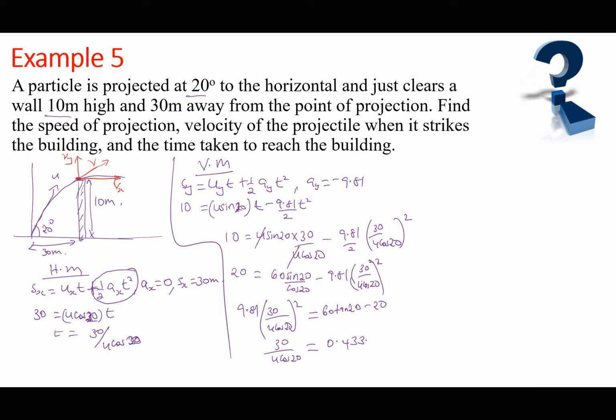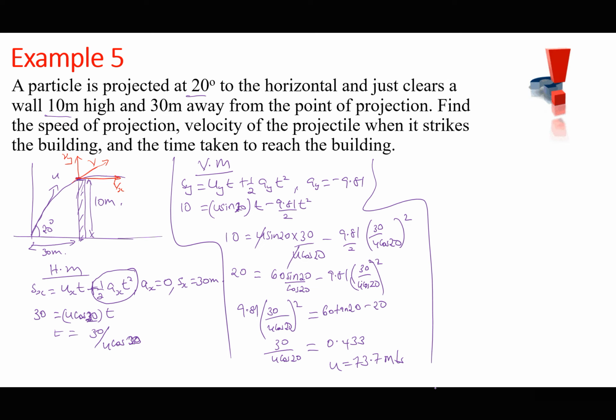So I'm just going to cross multiply and make u the subject. So I have 30 divided by 0.433 cos of 20. So I'm getting 73.73. So I'm finding that u is 73.7 meters per second. You can solve that equation and see what you get. So u is 73.7 meters per second.